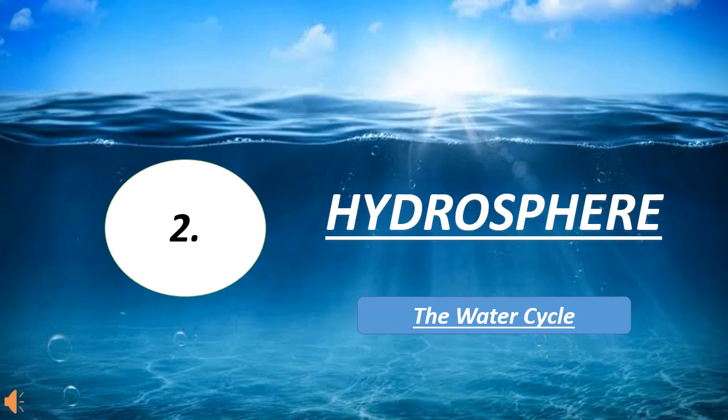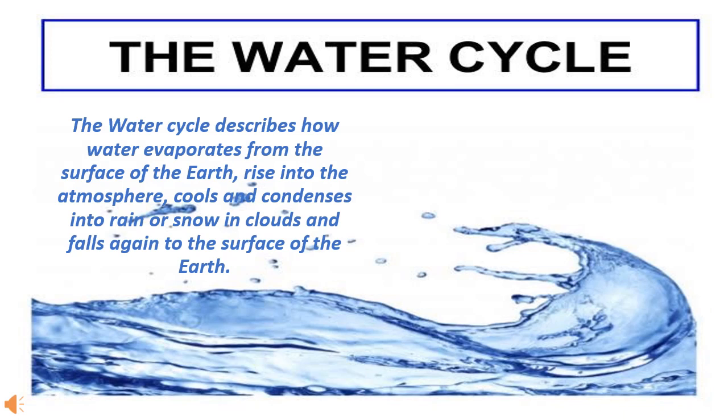Number 2. Second sphere of the Earth, the hydrosphere. The water cycle. The water cycle describes how water evaporates from the surface of the Earth, rises into the atmosphere, cools and condenses into rain or snow in clouds, and falls again to the surface of the Earth.